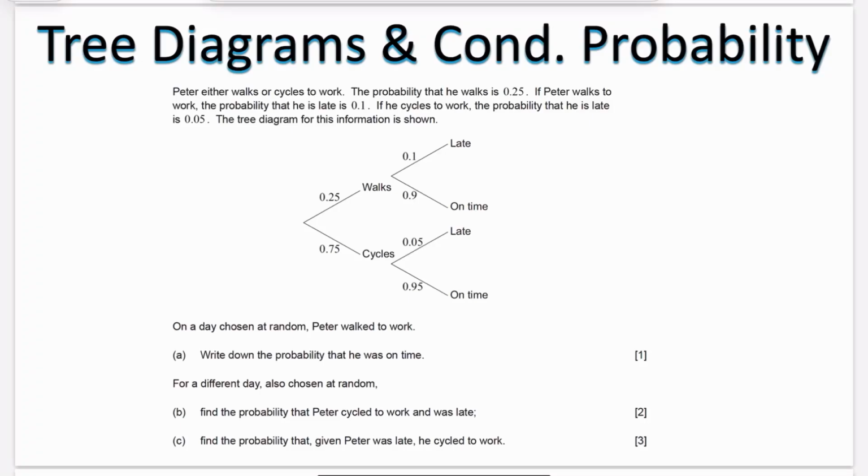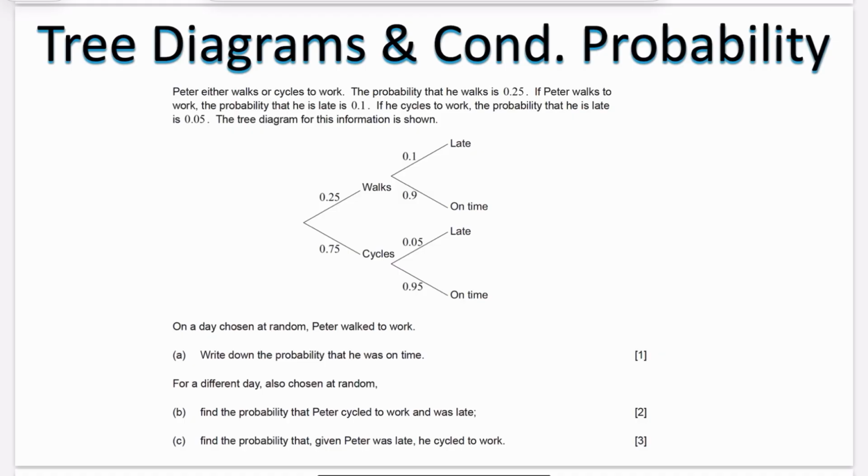In this lesson, we're going to go over tree diagrams and conditional probability. Peter either walks or cycles to work. The probability that he walks is 0.25. If Peter walks to work, the probability that he is late is 0.1. If he cycles to work, the probability that he is late is 0.05. The tree diagram for this information is shown.